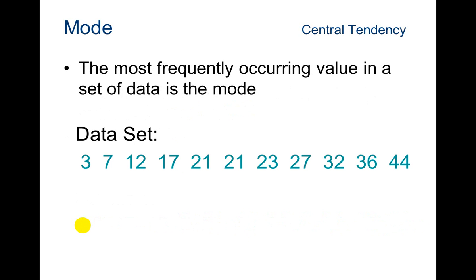If I look through here and I put them in order from least to greatest, here I have the numbers rearranged from least to greatest, then I can see the number 21 twice. None of the other numbers appear more than once. So my mode for this set of data is 21.